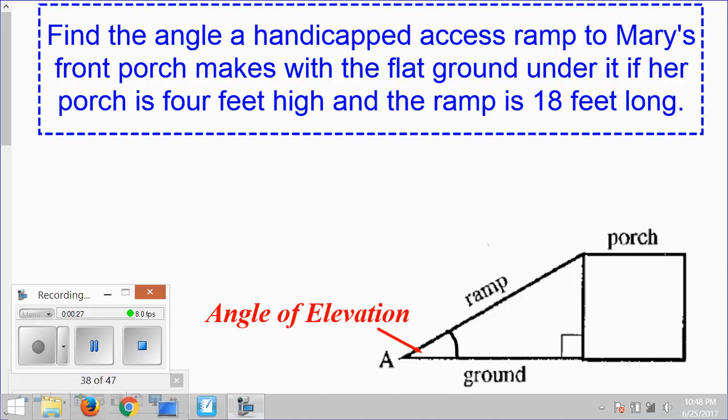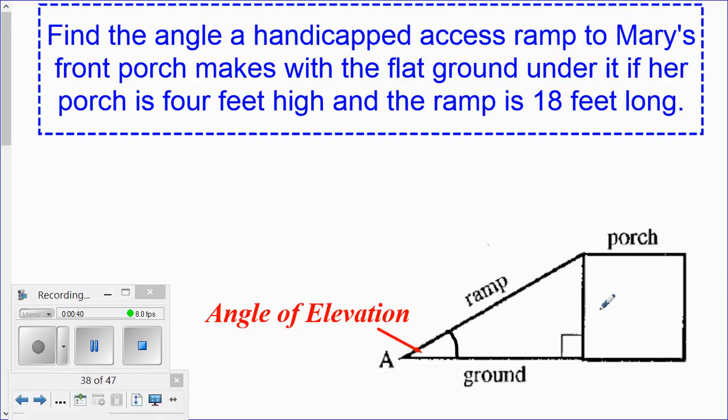So I'm just going to take my diagram here, which is really just a right triangle, that's the important part. And I'm going to label the height of the porch. It says 4 feet, so I'm going to label that. And the ramp, it says, is 18 feet long. I'm going to label that. And we're supposed to find this angle here, which, by the way, we'll learn about a little bit later in this unit, is called the angle of elevation. So I need to find that angle measure.